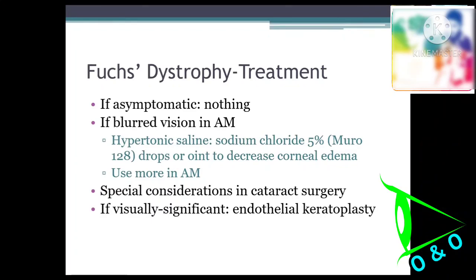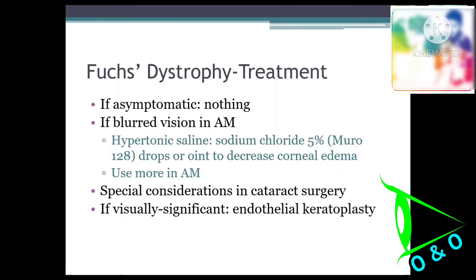If they're having blurred vision in the morning, you can tell patients to put in hypertonic saline or Muro 128, and you want to make sure they get the 5% concentration, not the 2.5, which is the other one you can get. I never recommend 2.5, it's always 5%. And you can get it in drop or ointment form. I typically do drops just because it's easier to put in and it's more useful in the morning. So tell patients, use the Muro in the morning when you wake up.